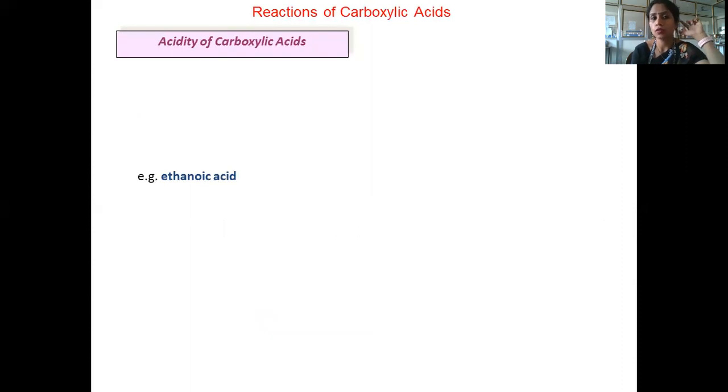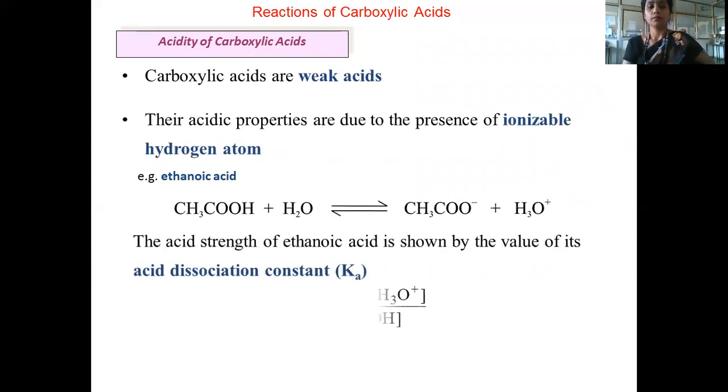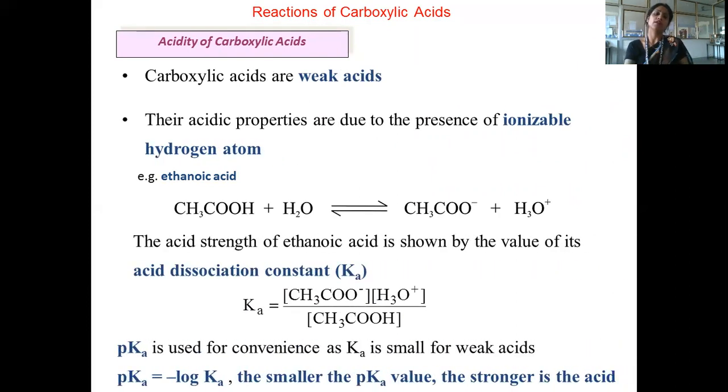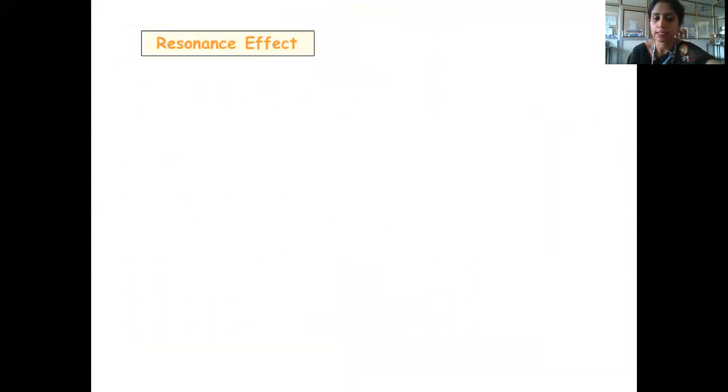Then next is the reaction of the carboxylic acid, that is acidity. It is a very important example. So carboxylic acids are weak acids, and their acidic properties are due to the presence of an ionizable hydrogen atom. In water, carboxylic acids break into carboxylate, like in the case of acetic acid, acetate ion and H plus ion. The acid strength is shown by Ka, the acid dissociation constant, and pK is usually used for convenience because pK is related to Ka through the negative of log. So the smaller the pK value, the stronger the acid.